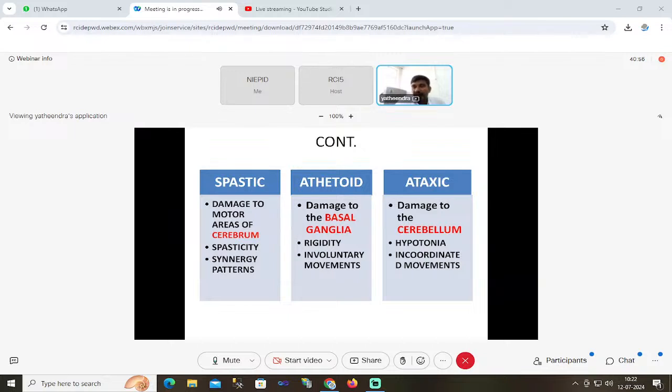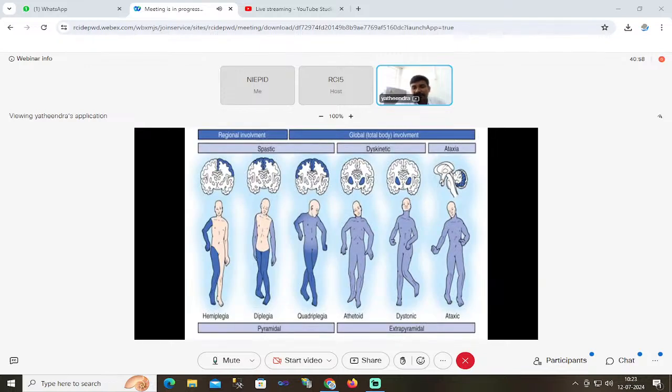Yeah, somebody was asking what is the difference between pyramidal and extrapyramidal. Pyramidal means the corticospinal tract will be affected, along with the extrapyramidal tracts. That is the only functional, physiological difference. And depending upon that, we will see the signs and symptoms.